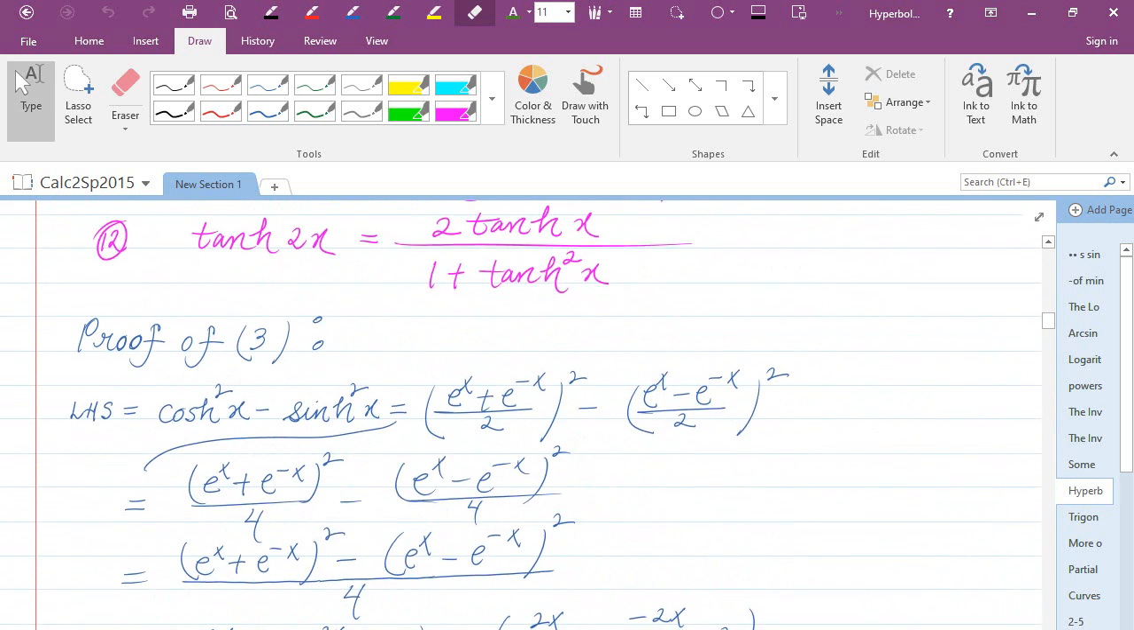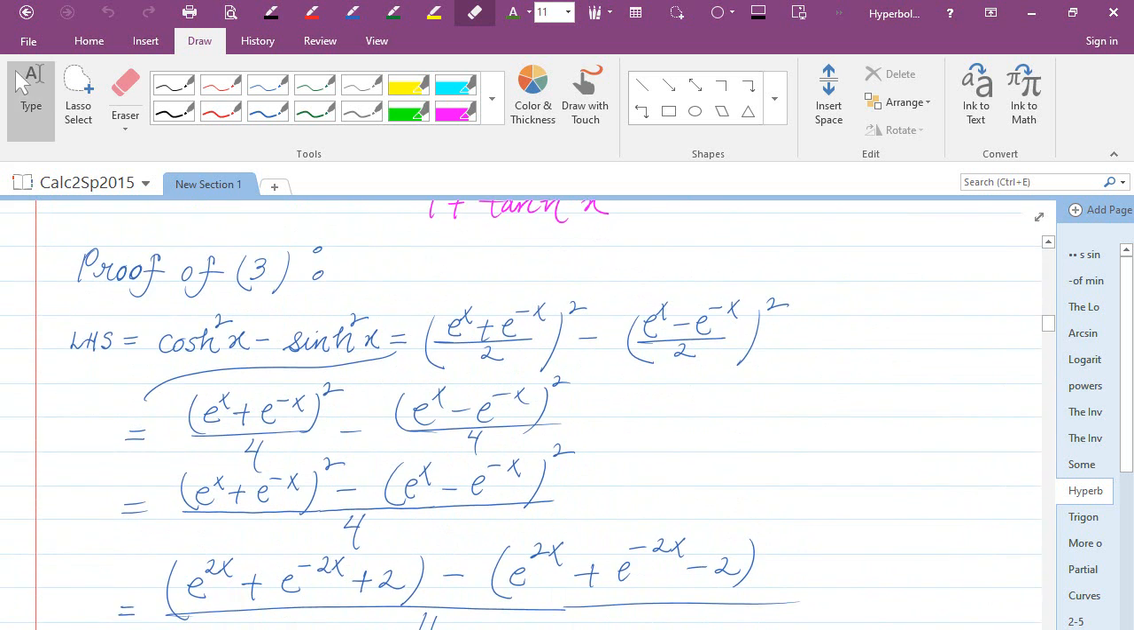So number 3, I'm going to start with the left hand side. I want to show that hyperbolic cosine squared of x minus hyperbolic sine squared of x is equal to 1. I'm going to do an algebraic proof, that is, a proof by substitution. So what do we know about hyperbolic cosine of x? Well, that's e to the x plus e to the minus x over 2.